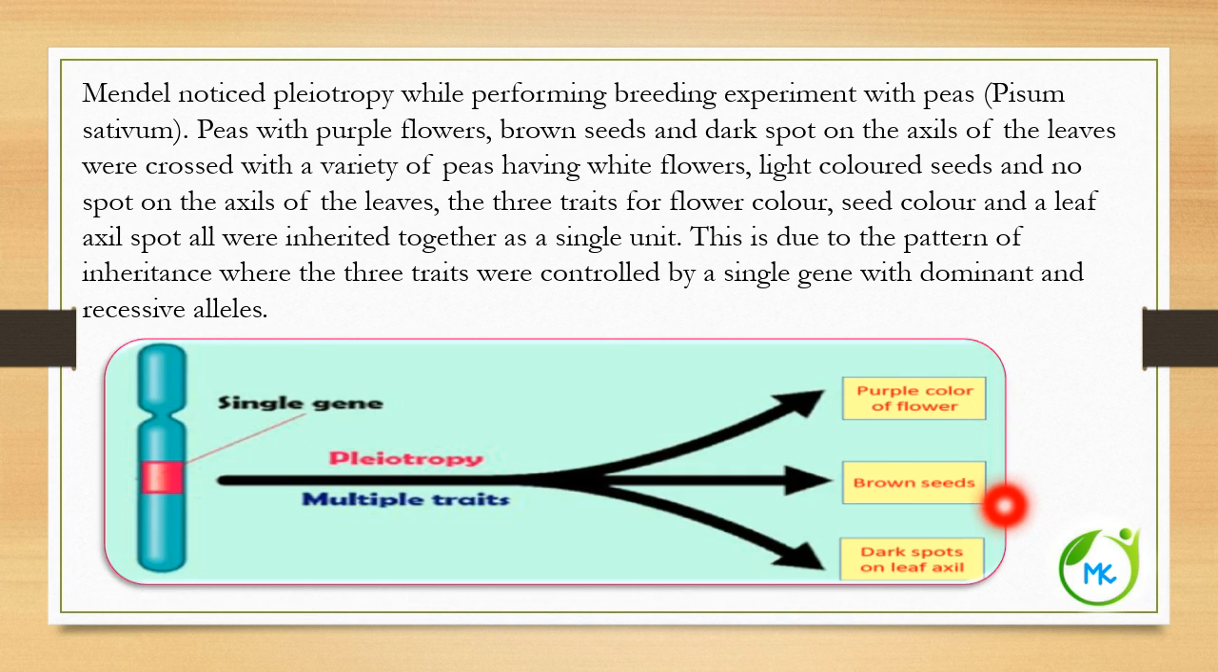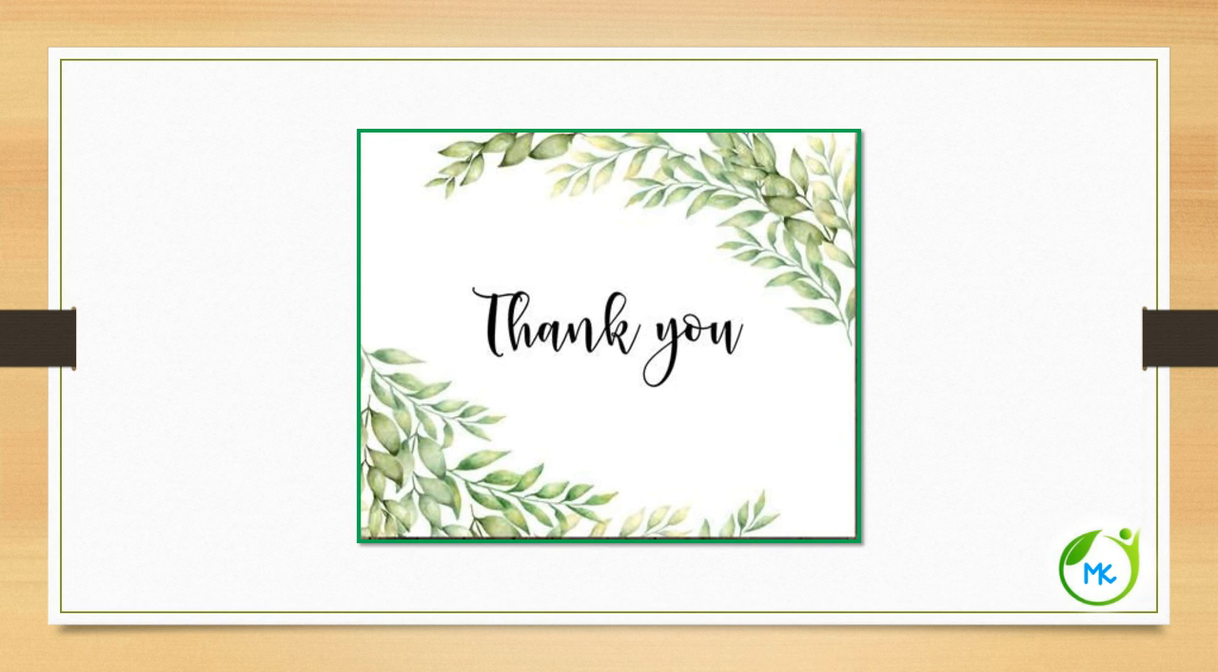What are the three different traits noticed by Mendel in his breeding experiment with the pea plant? He noticed three different traits: purple color of flower, brown seed and dark spots on leaf axil. So this effect is referred to as pleiotropy.